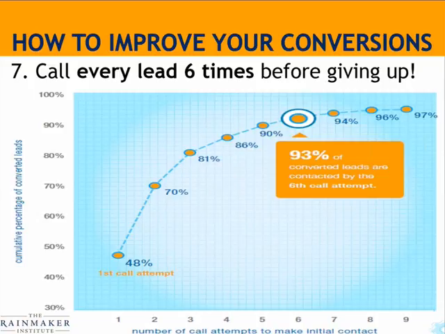Every single lead should be called back a minimum of 6 times before giving up. Now, that means if you get a hold of them on the second call and they don't qualify, you don't keep calling them, right? These are for the people that you don't get on the line because it goes to voicemail, or they're at work, or they don't answer their phone, or whatever it is. But every single lead should be called a minimum of 6 times before giving up.